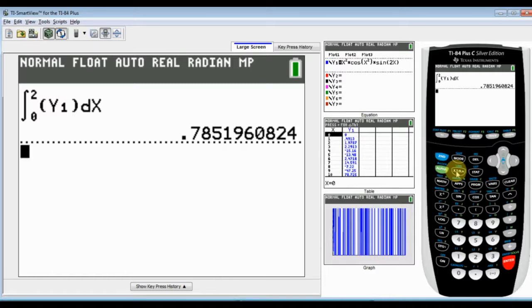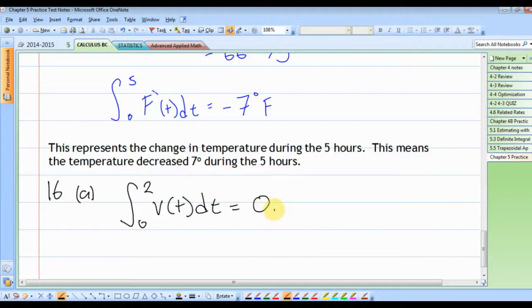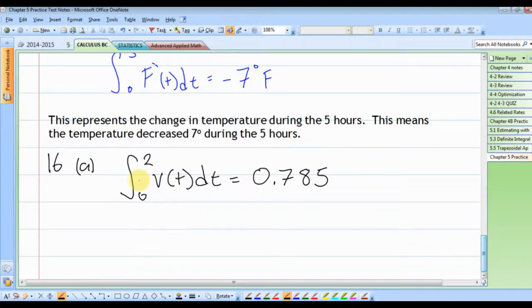Wait, am I in radians mode? Yes, I am. How do I know mine's in radians mode? Oh, it says radian on top. It needs to be in radians. Calculus is always in radians. So can we remember that? 0.785. So what is that? 16a? There's really no work to show. How many digits do you want again? 3. That's it. There's no work to show.